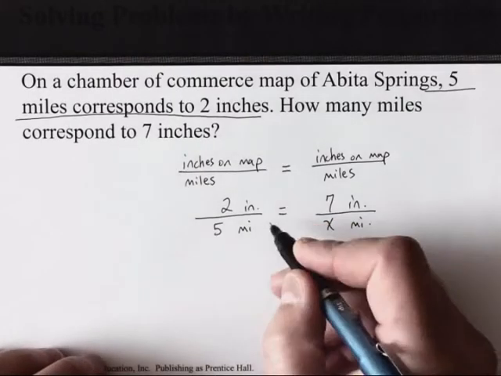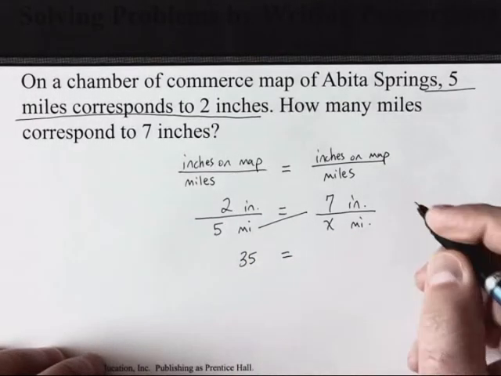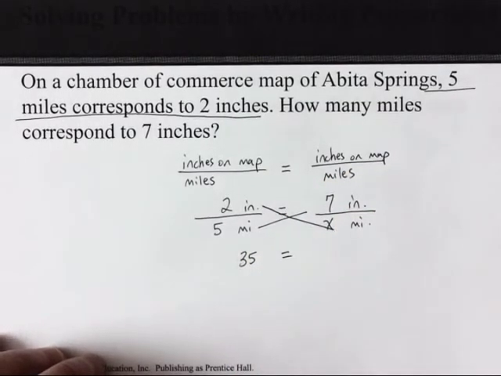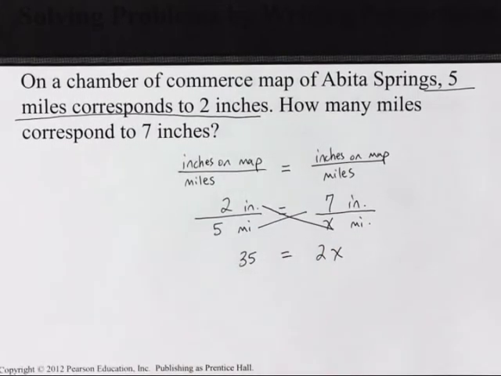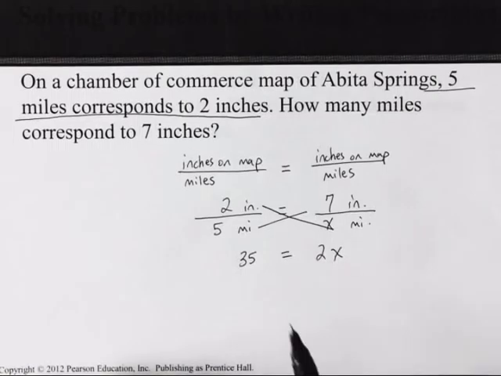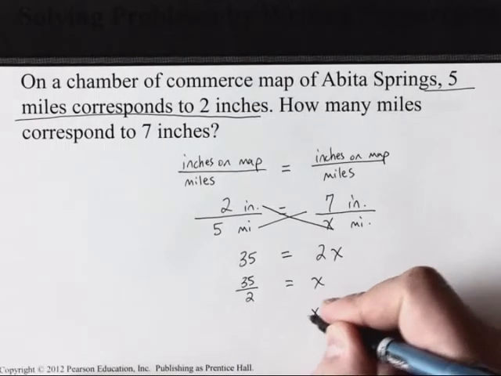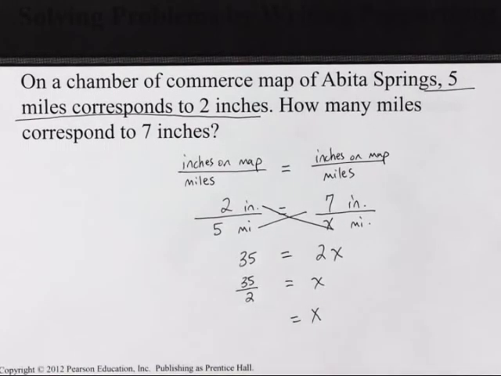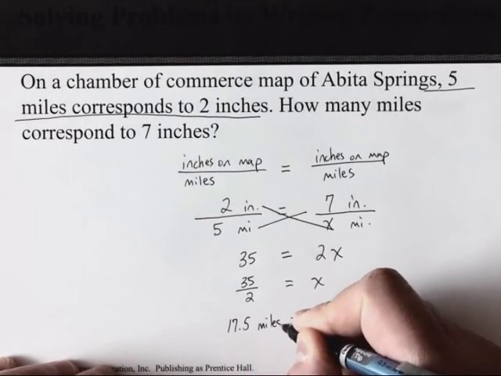So I can cross multiply to do that. So 5 times 7 gives me 35, and then I set that equal to the other cross product, which in this case is 2 times x, or 2x. And then remember, to solve for our variable x, we want to divide the number that is not with x by the number that's in front of x. So 35 divided by 2 equals x. And then I can actually get a decimal answer here, 17.5 miles. And the units are important here.